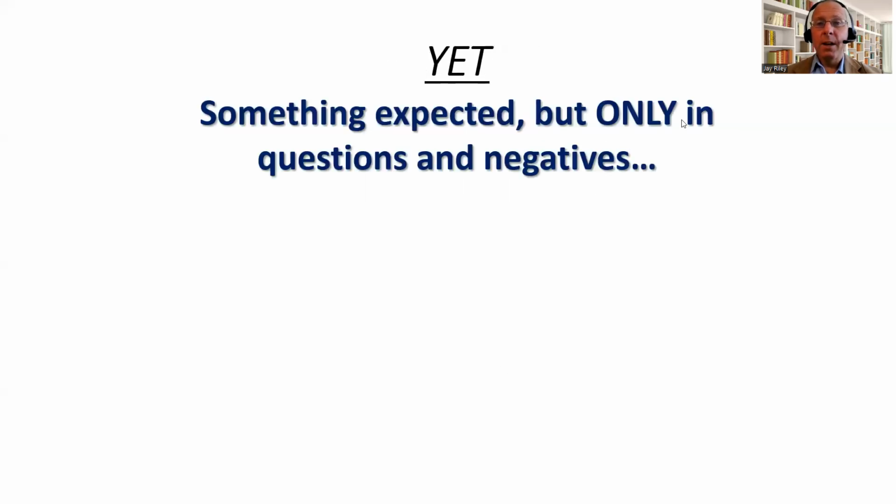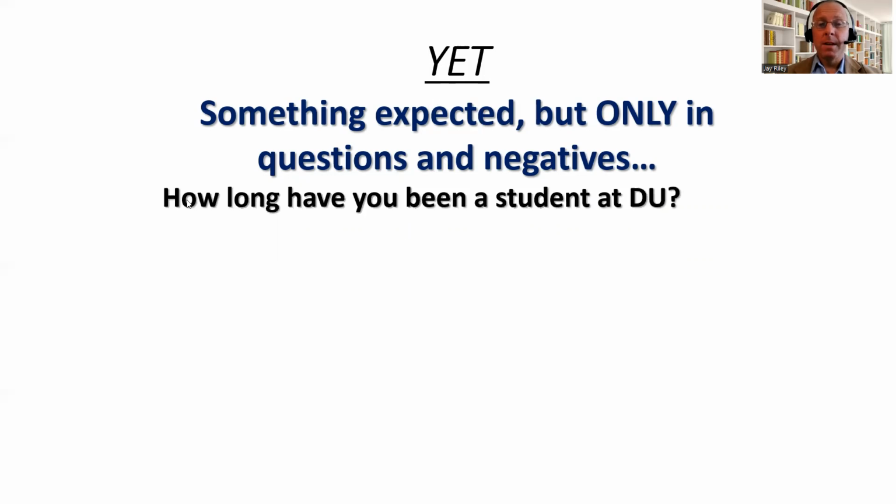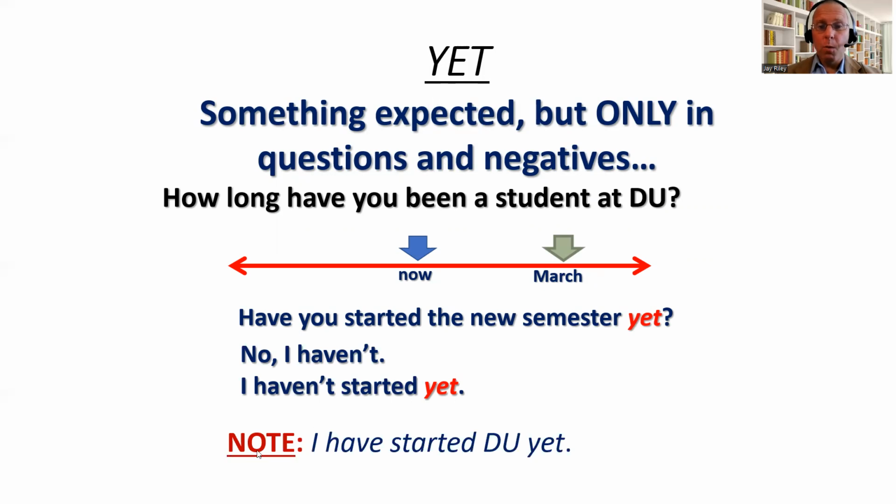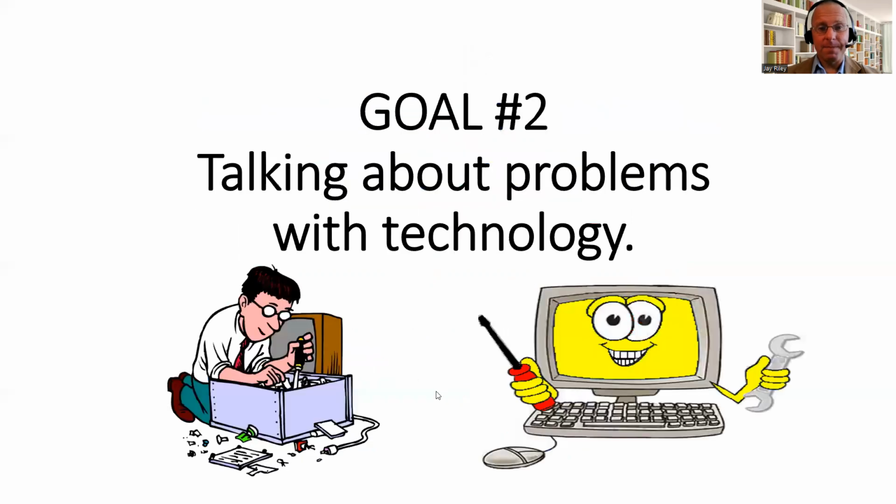We use yet only with questions and with negatives, and we use it with something that's expected. For example, how long have you been a student at DU? Here's now, and here's some point in the future in March. We could say, have you started the new semester yet? No, I haven't started yet. We can't say, I have started DU yet. That's a positive statement. We can only use this with questions and negatives.